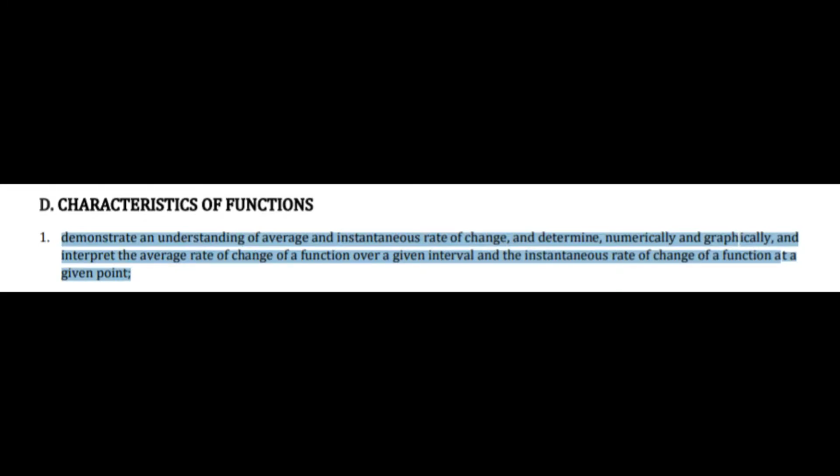More specifically, I'll be showing how Unit D of advanced functions' learning goal, demonstrate an understanding of average and instantaneous rate of change, and determine numerically and graphically, and interpret the average rate of change of a function over a given interval and the instantaneous rate of change of a function at a given point. To demonstrate this learning goal, we'll be completing question number 2 in section 2.5 of advanced functions.